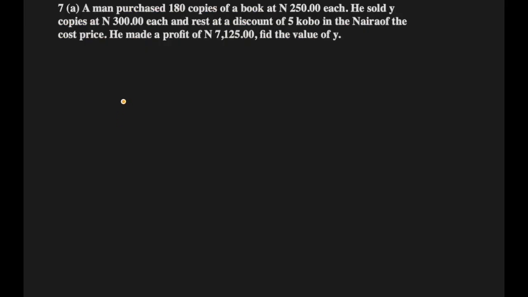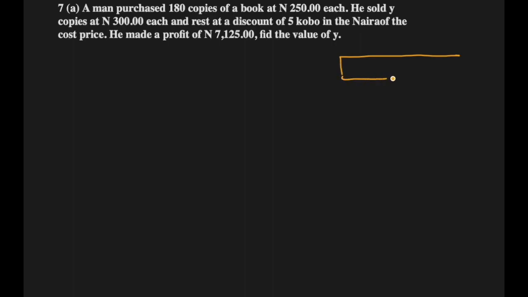Question 7a. A man purchased 180 copies of a book, total 180 books basically, at 250 nairas each. He sold y copies at 300 each and the rest at a discount of 5 kobo in the naira of the cost price, basically a 5% discount. He made a profit of this. Find the value of y.